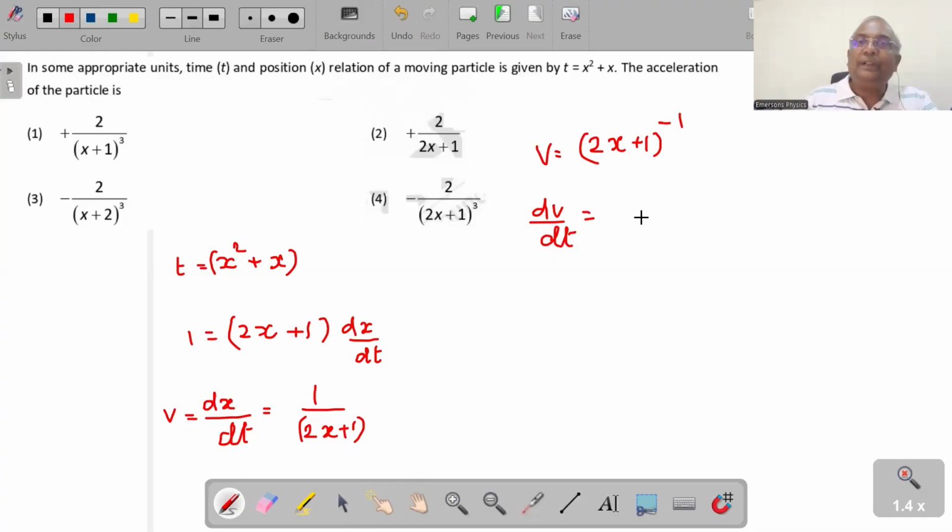So, -2 into, sorry, -1 into -1 into 2x plus 1 to the power of -1 -2.